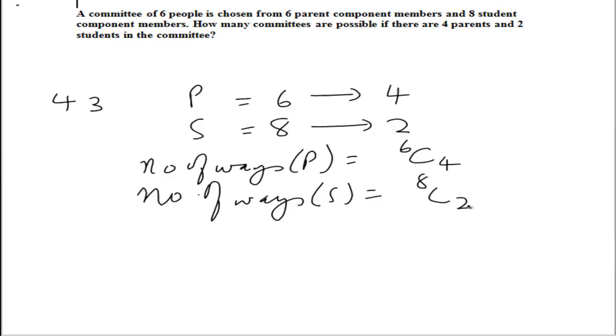And then the total number of ways will be 6 combination 4 times 8 combination 2, and that would have given you 420.